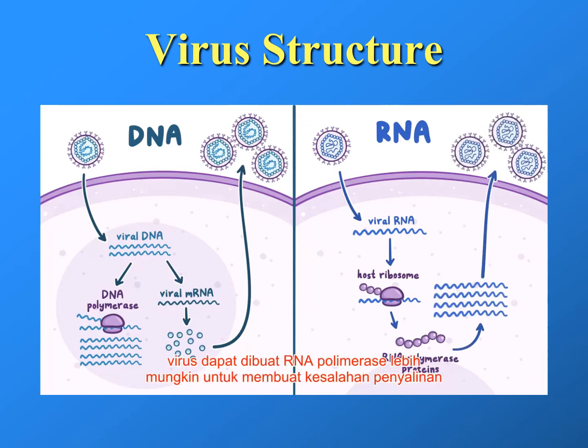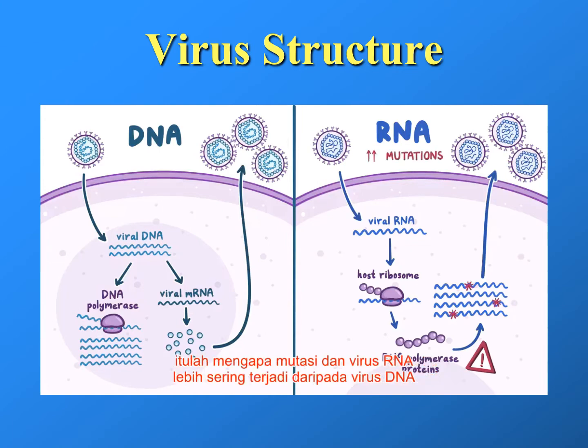RNA polymerases are more likely to make copying errors than DNA polymerases, and therefore often make mistakes during transcription. This is why mutations in RNA viruses occur more frequently than in DNA viruses.